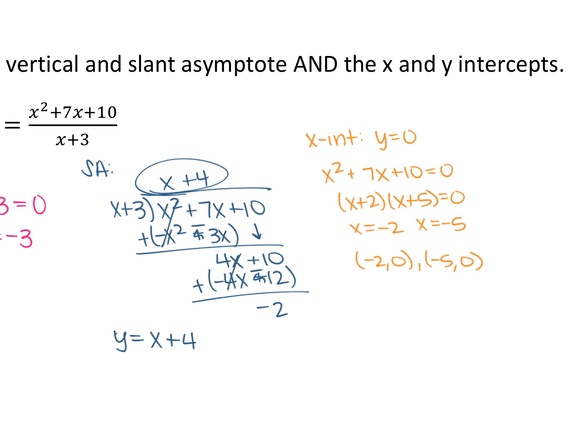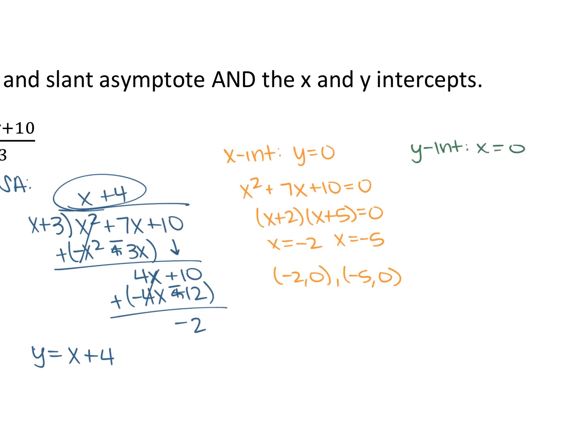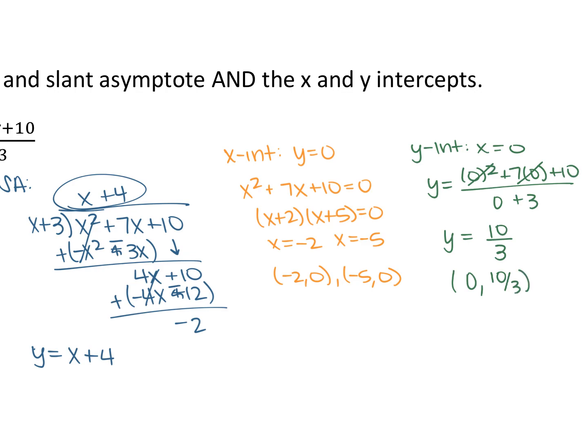For your y-intercept, you are plugging in 0 for x. So that's going to give you y is equal to 0 squared plus 7 times 0 plus 10 all over 0 plus 3. Your 0 squared cancels, so does your 7 times 0 to leave you with 10 over 3. So if y is equal to 10 over 3, that's the ordered pair 0, 10 thirds for your y-intercept.